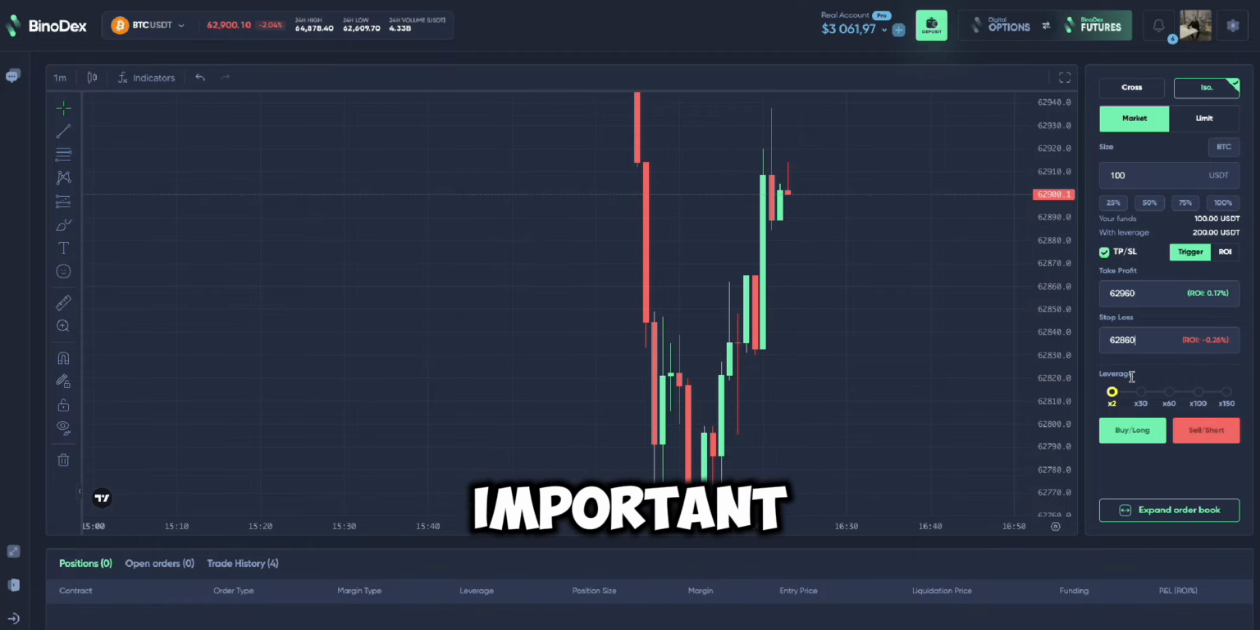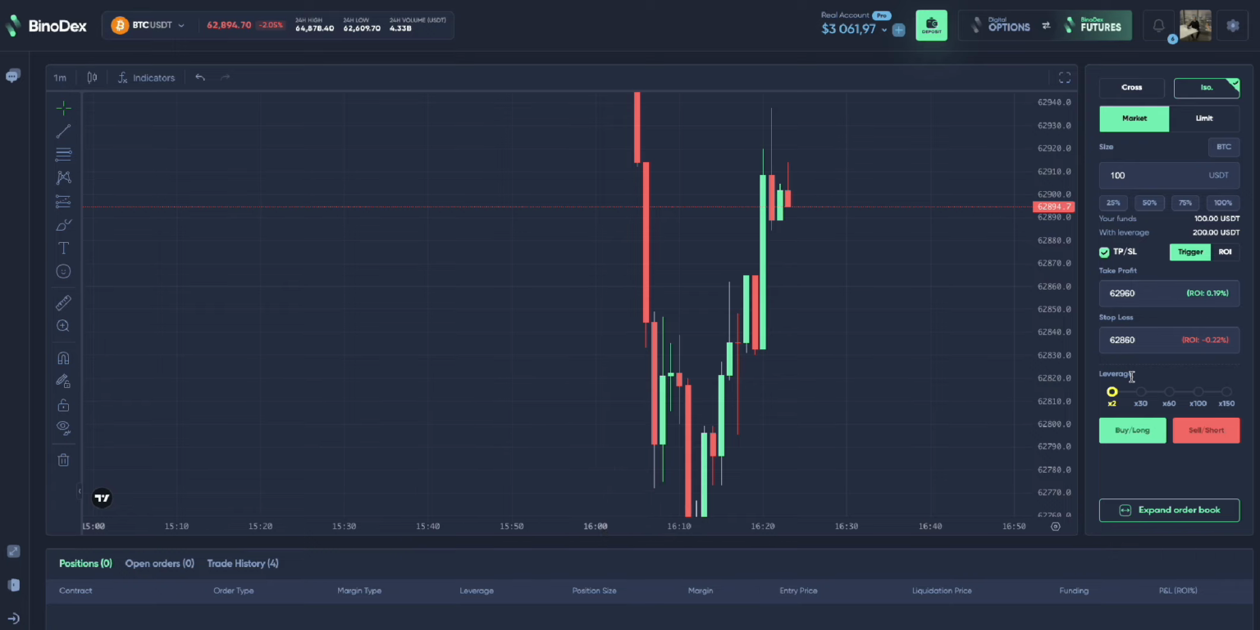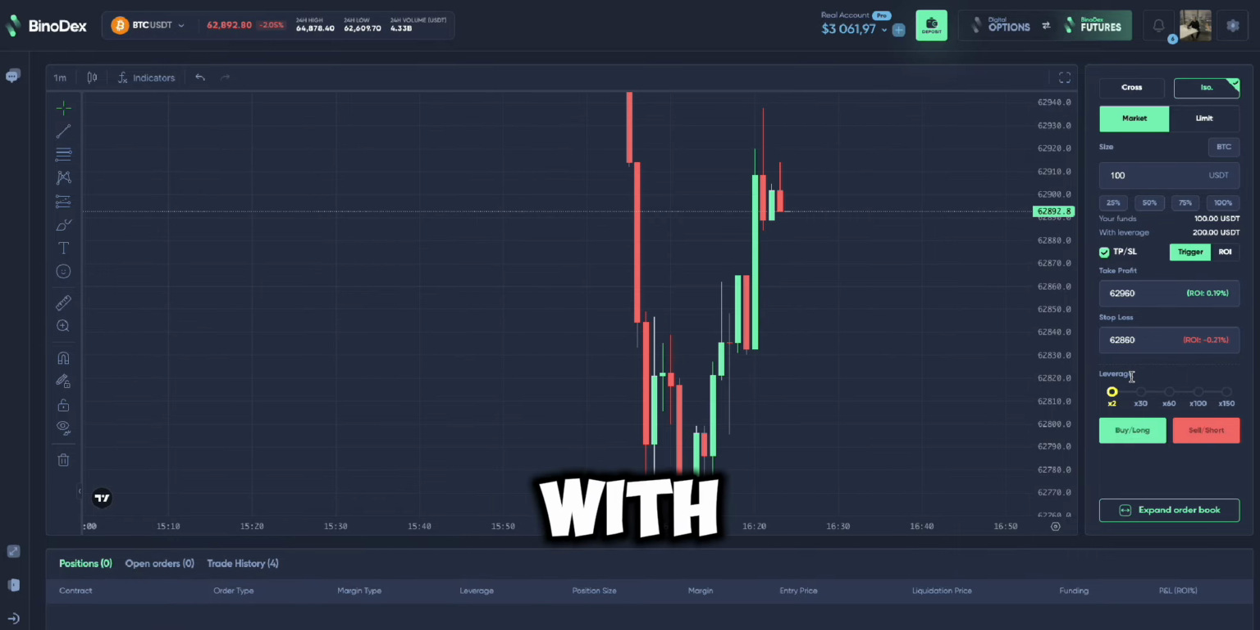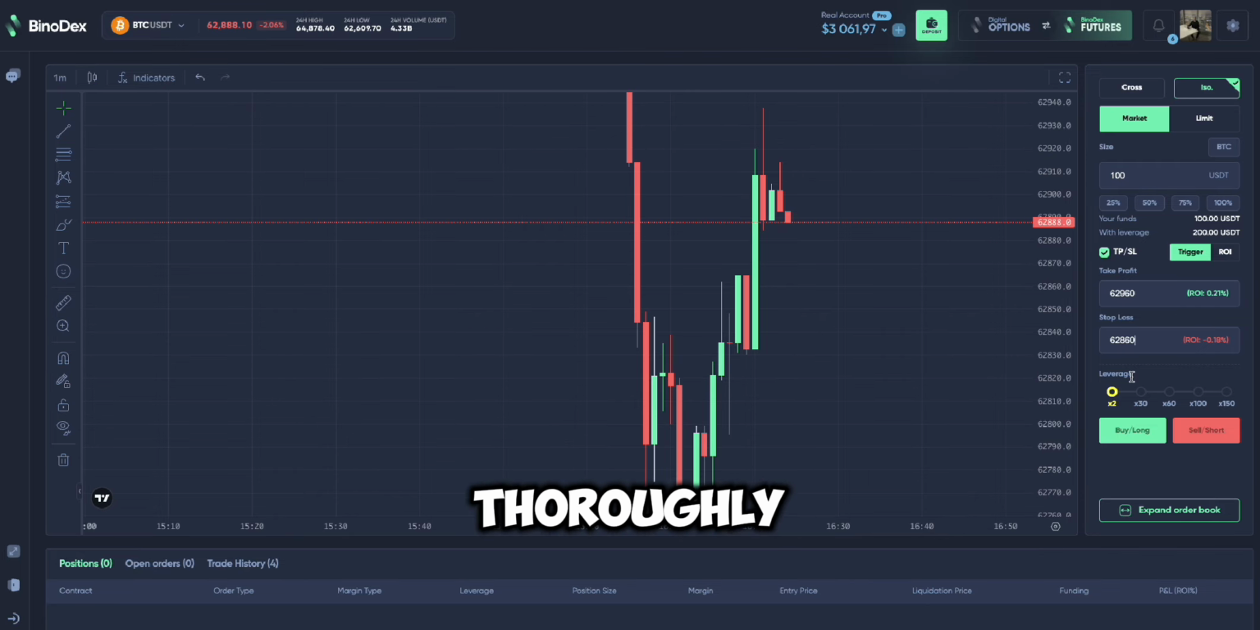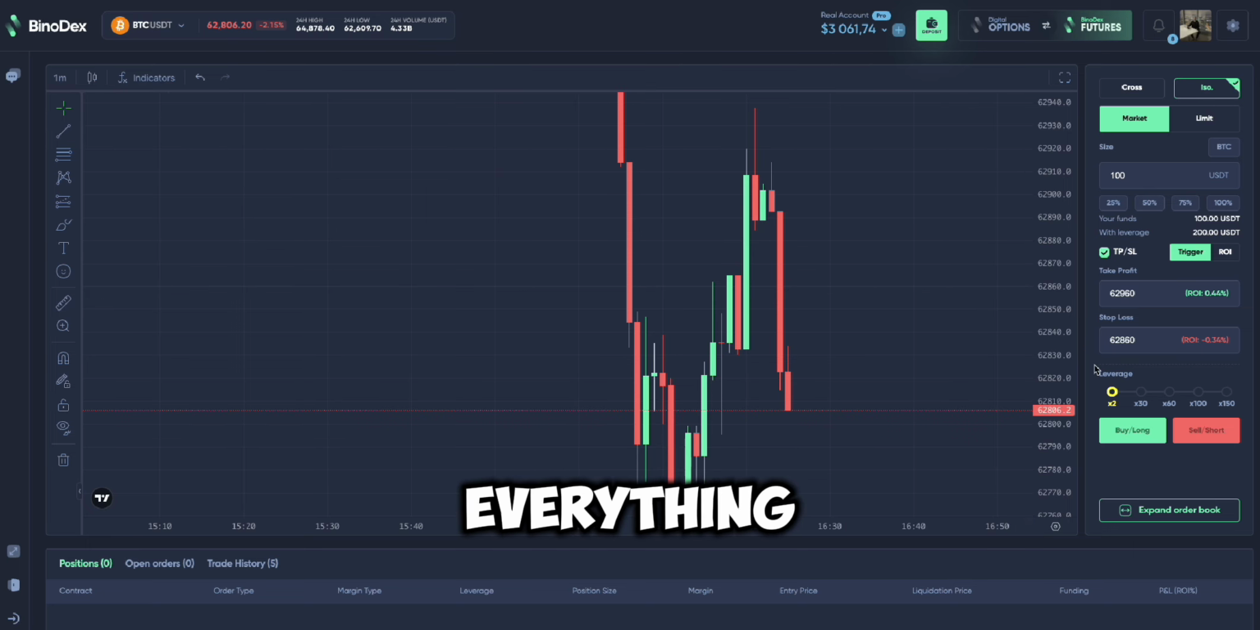But it's very important to understand that the higher the leverage you use, the greater the risk. Therefore, if you are a beginner, it's better to use leverage of ×2 or ×3 at most. With experience, you'll be able to use higher leverage, but at the early stages, I don't recommend taking on large leverage. So now we've thoroughly analyzed and understood everything, and we're fully prepared to open our first trade.